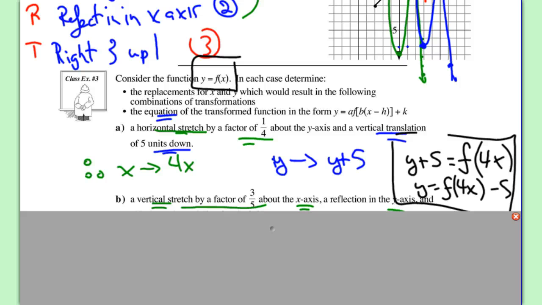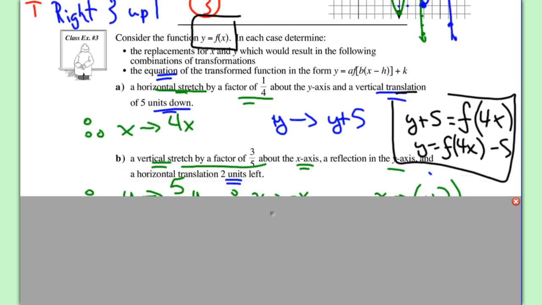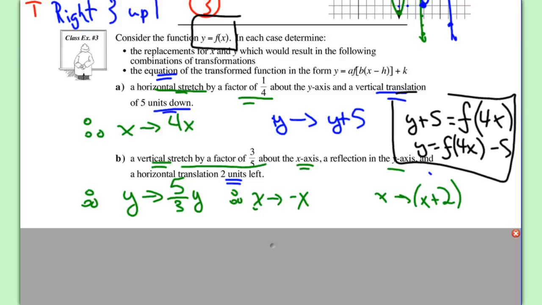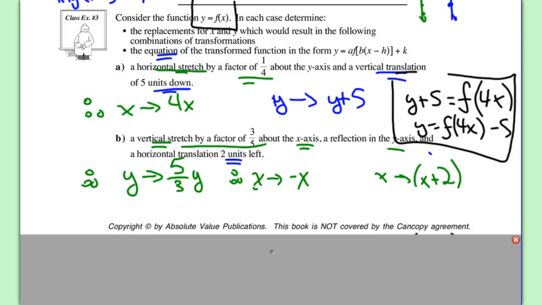f at 4x, and y equals f at 4x minus 5. In B, if you had a vertical stretch by 3/5, how would that happen? That would happen by replacing y with 5/3 y, and the reflection in the y-axis would happen by replacing x with minus x, and a horizontal translation of 2 left would be replacing x with x plus 2.